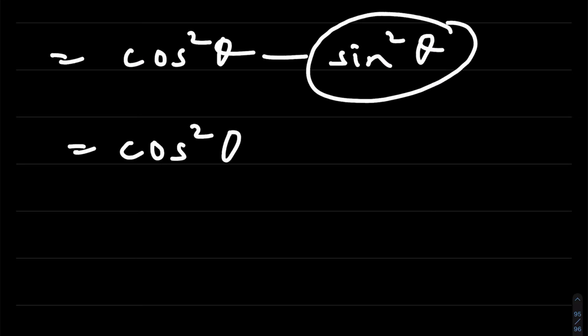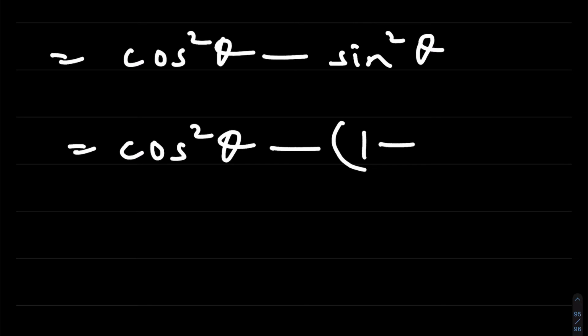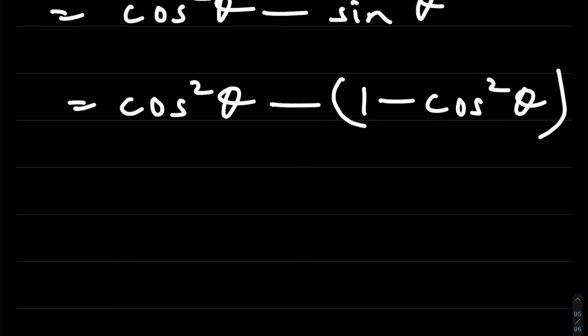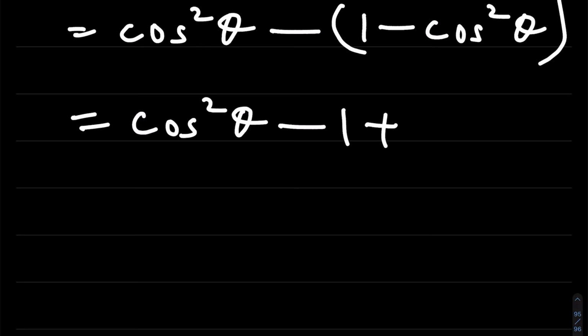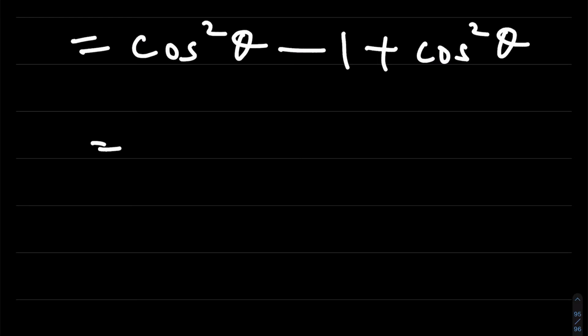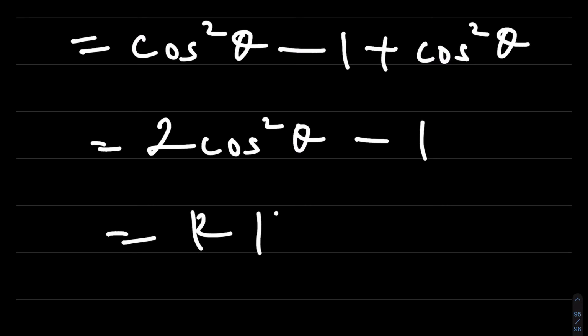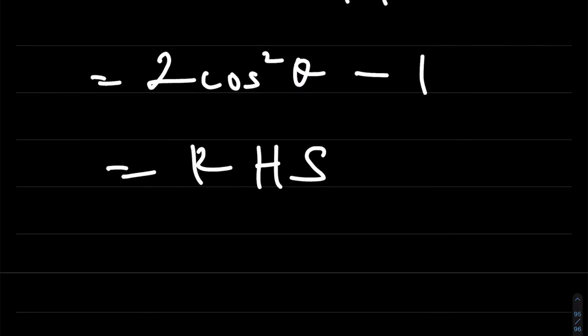So this simply means cos squared theta minus, open bracket, 1 minus cos squared theta. And that simply means cos squared theta minus 1 plus cos squared theta, which simply means 2 cos squared theta minus 1. And that's the right hand side. So you must always take note of what you are showing that it is equal to.